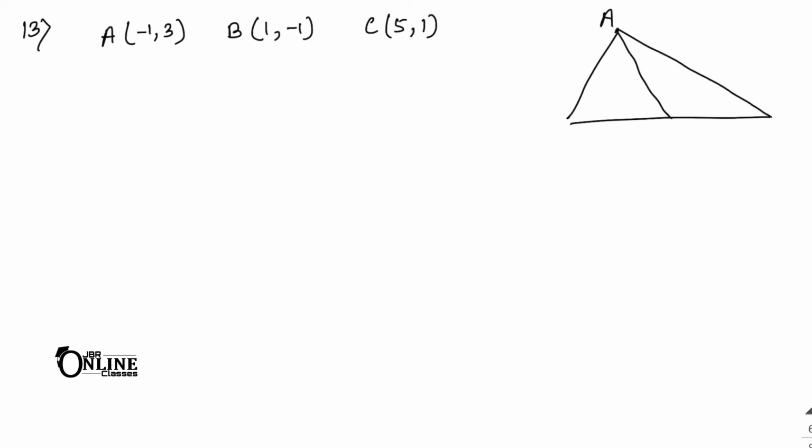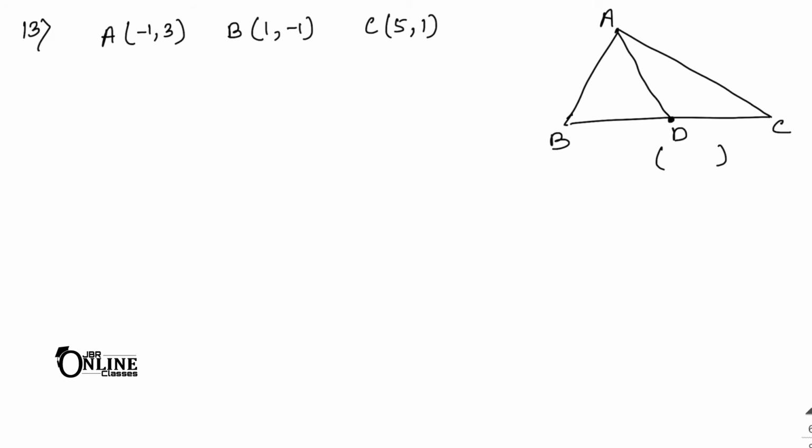Now what is the definition of median? Median is a connecting line. Okay, median is a connecting line from a vertex to the opposite side midpoint. Remember that, to the opposite side midpoint. So here if D is the median, then definitely D is the midpoint of BC. So first we have to find out the coordinate of D here.